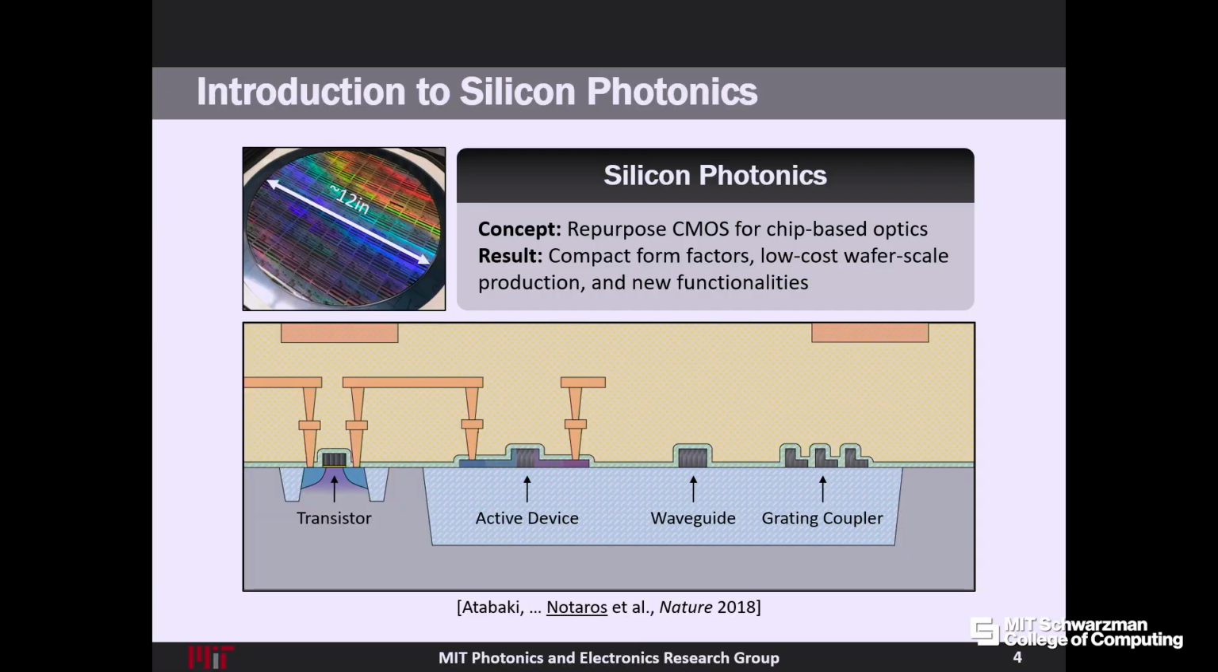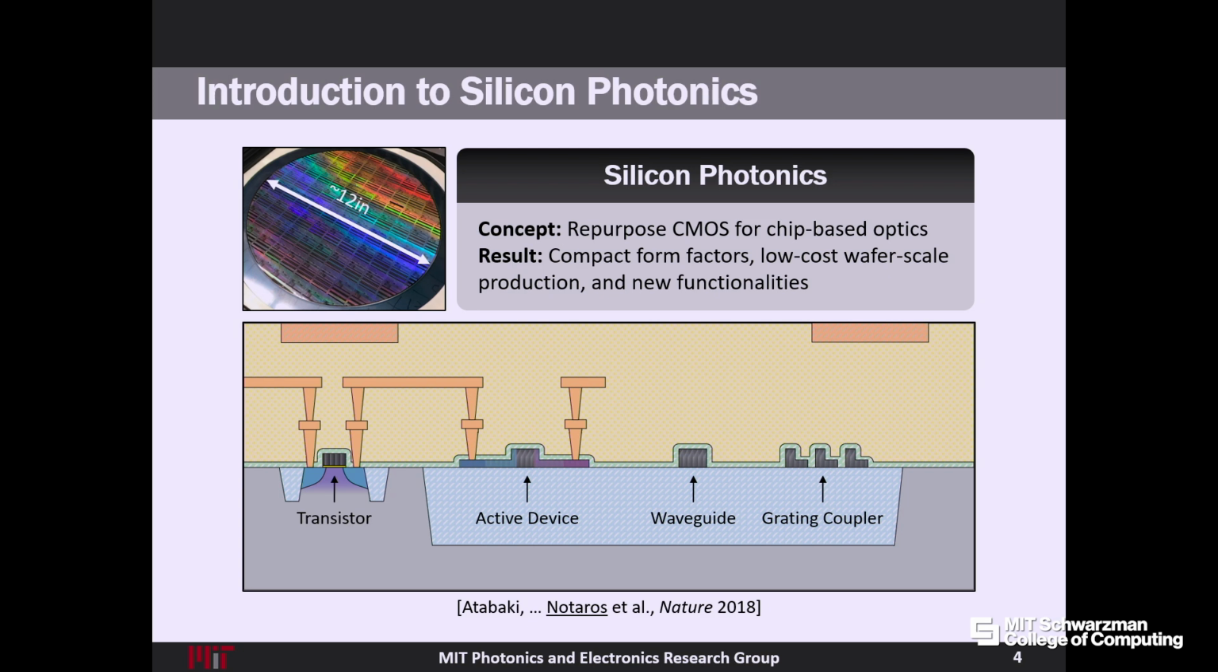Also, by taking advantage of CMOS fabrication processes, CMOS chips are fabricated on the wafer scale. Up on the top left here is a photograph of a CMOS wafer that was fabricated in our lab for silicon photonics. These processes use large 12-inch wafers, which allows us to really scale up how many of these chips we can fabricate at a time. So it's a way to scale up the manufacturing, both the yield and the number.